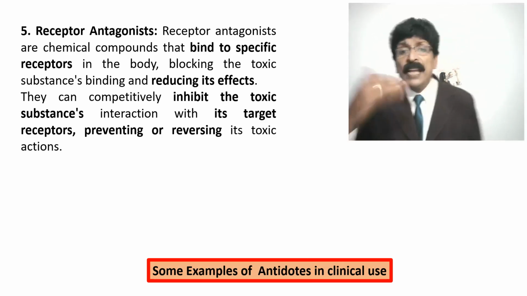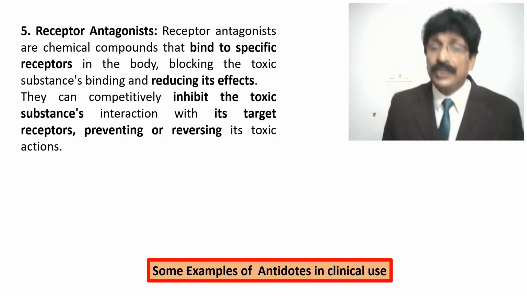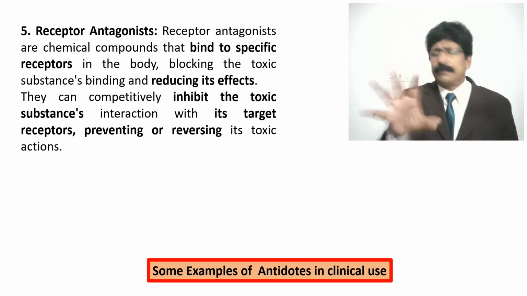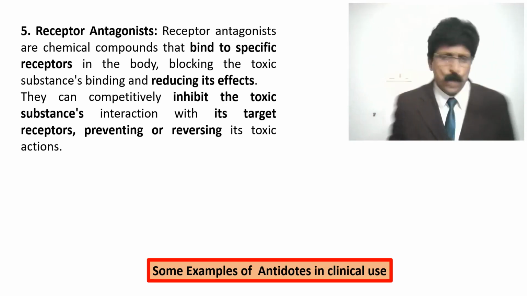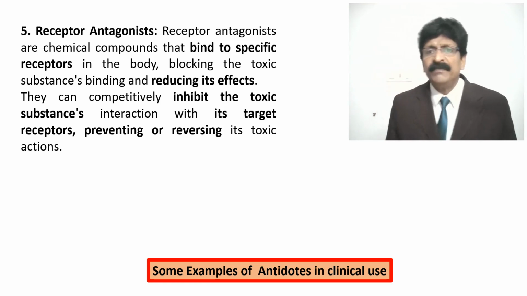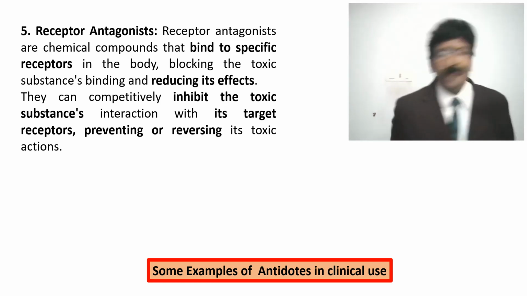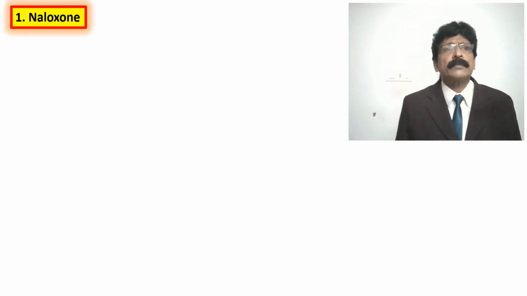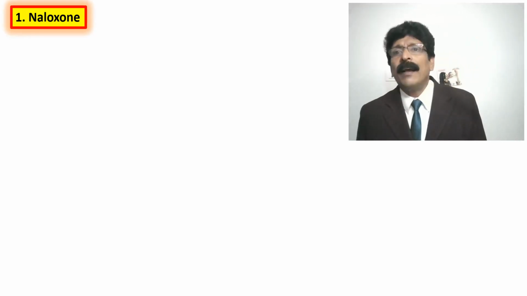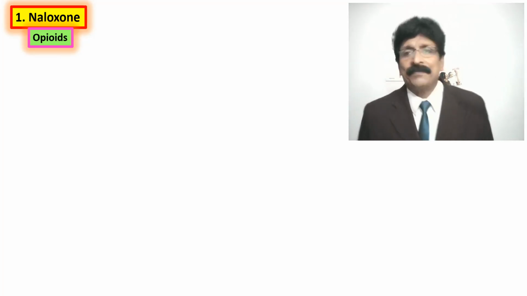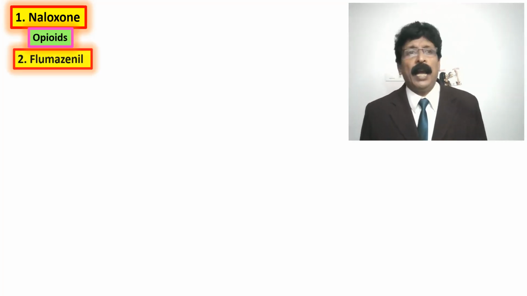So, some examples of antidotes in clinical use, the questions they have asked. We have selected some 19 antidotes, easy to remember, not very tough ones. One, naloxone. It is used for opioid poisoning. It's a chemical antidote.